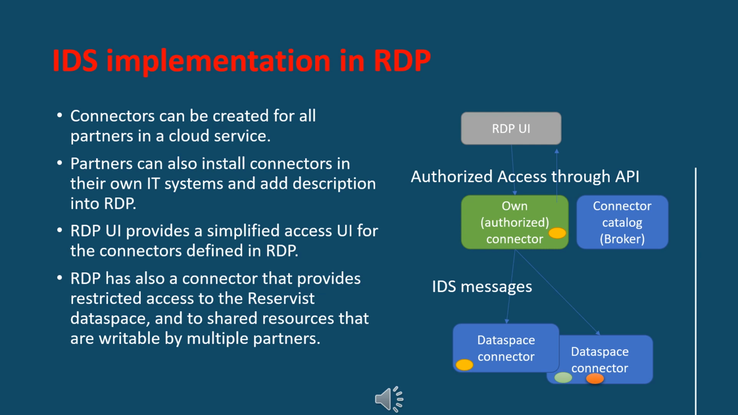And how is IDS implemented in our RDP? Connectors are offered for all partners in a cloud service. Partners can also install connectors in their own IT systems and add its description in the RDP. The RDP user interface provides simplified access for the connector defined in RDP. RDP also has a common connector that provides restricted access to the Reservist dataspace and shared resources that are writable by multiple partners.